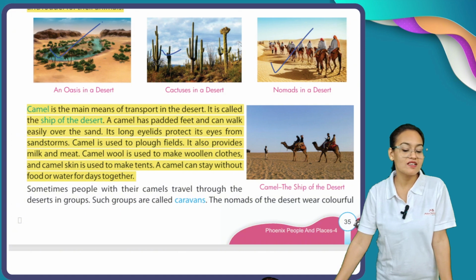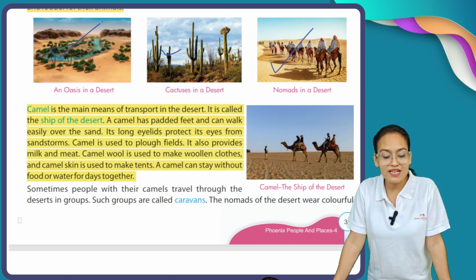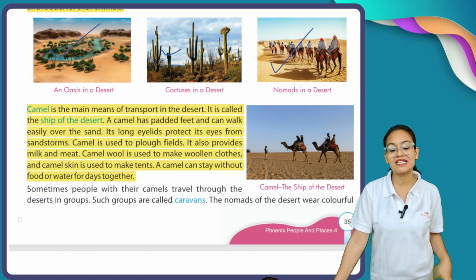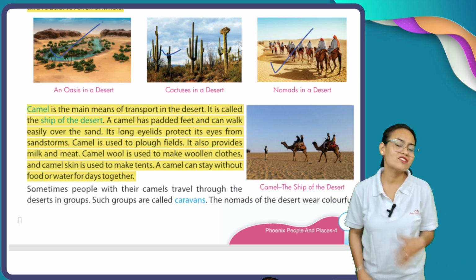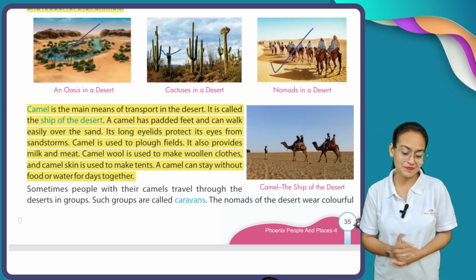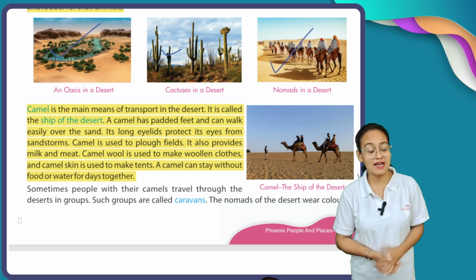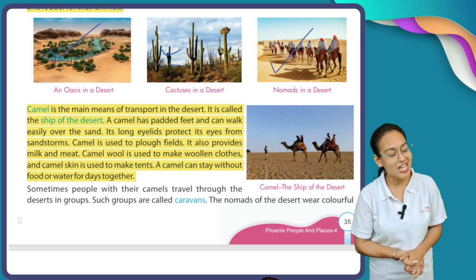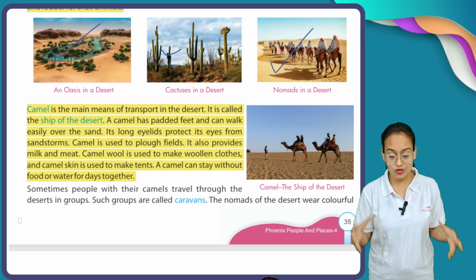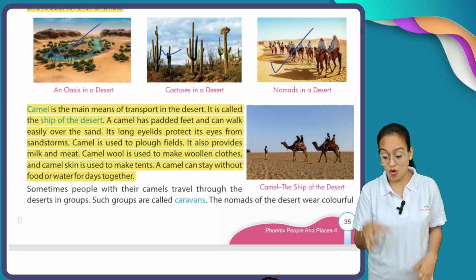And camel skin is used to make tents. A camel can stay without food or water for days together. And you know what? Camel is a very unique creature of God. Camel has padded feet which help him to survive, which help him to walk in the hot desert.